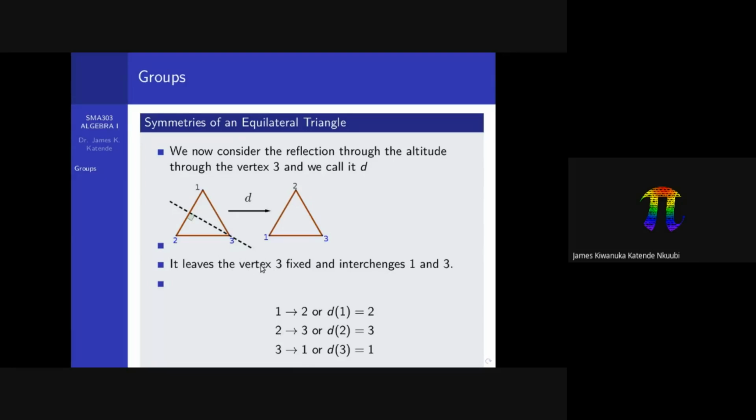Because what it says here is it's supposed to leave the vertex 3 fixed, but interchange 1 and 2. So 1 and 2 should be interchanged, but 3 does not move. So note that here 3 will go to 3, 1 will go to 2, and 2 will go to 1. So what we're going to have here is, sorry, we'll have 2 here. We should have 1 here, and we should have 3 here. So just note that down in your book. But I will fix this before I share.